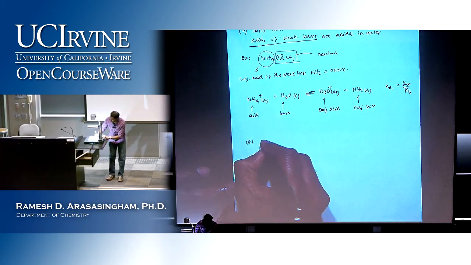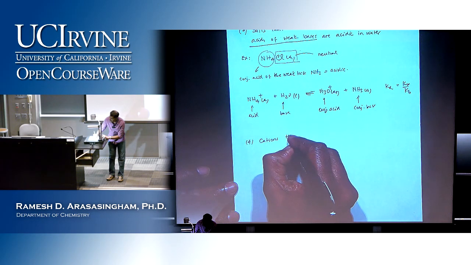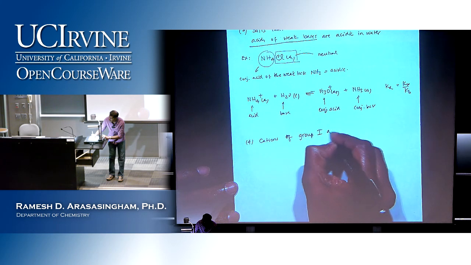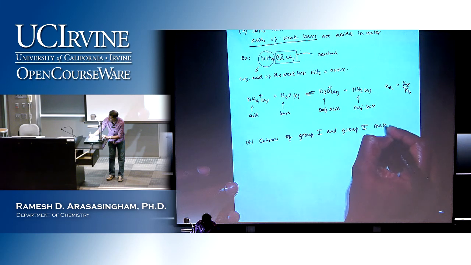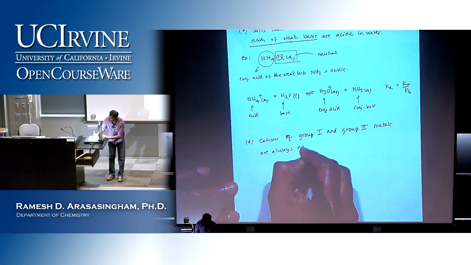Now lastly, okay, cations of group 1 and group 2 metals are always neutral.